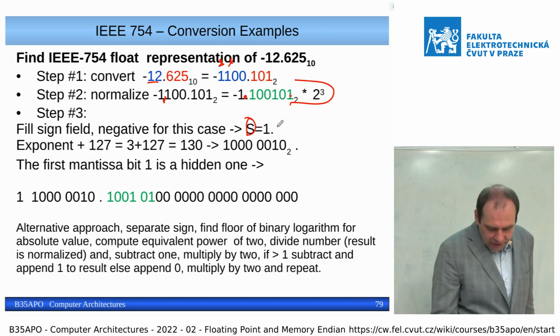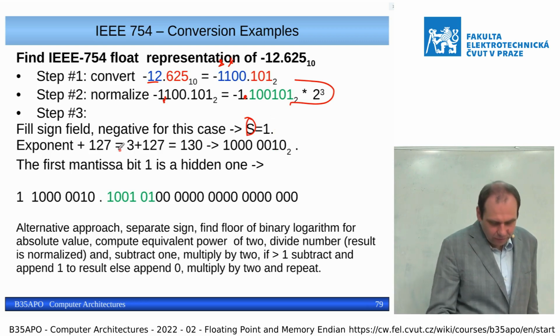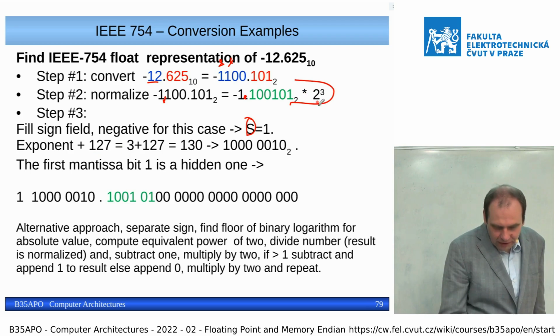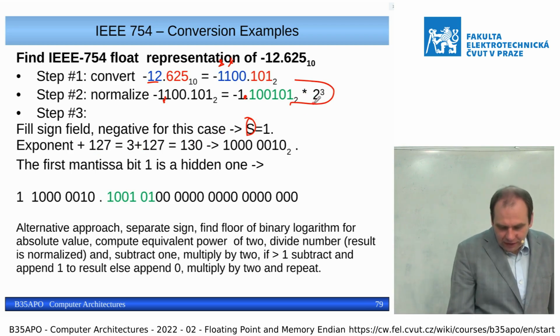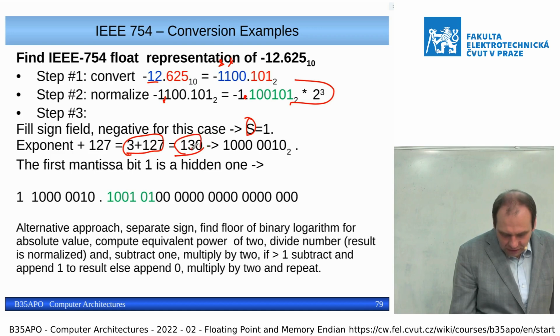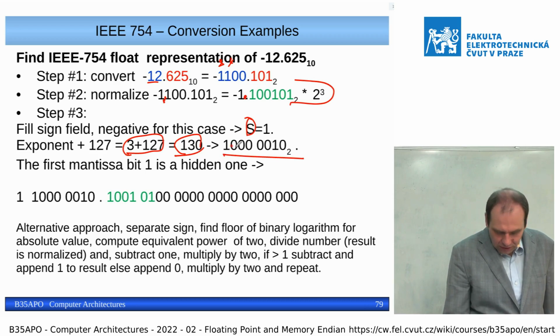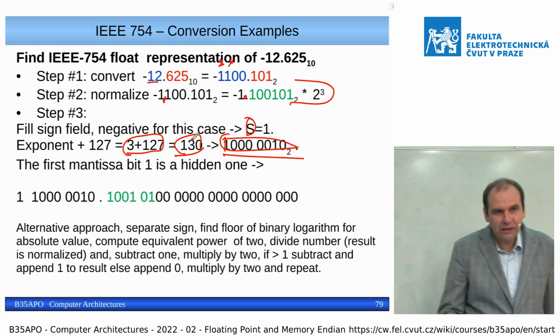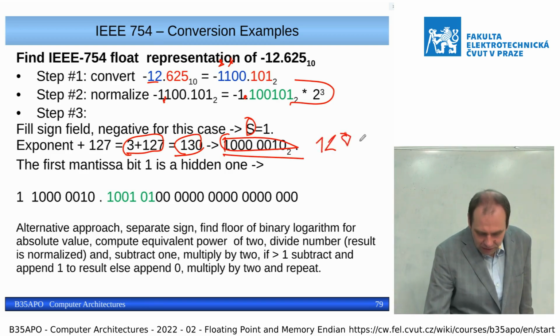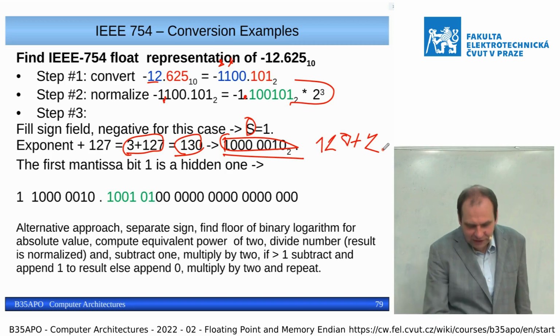And okay, we know that it is negative, so the sign is 1. Then we know that we do not store directly the 3, but that we need to shift it by the 127, so it is 130. We can convert 130 to the binary, so it is 128 plus 2. If you look at this binary value, then I can convert it, that is 128 plus 2. I'm doing check that it is the correct value.